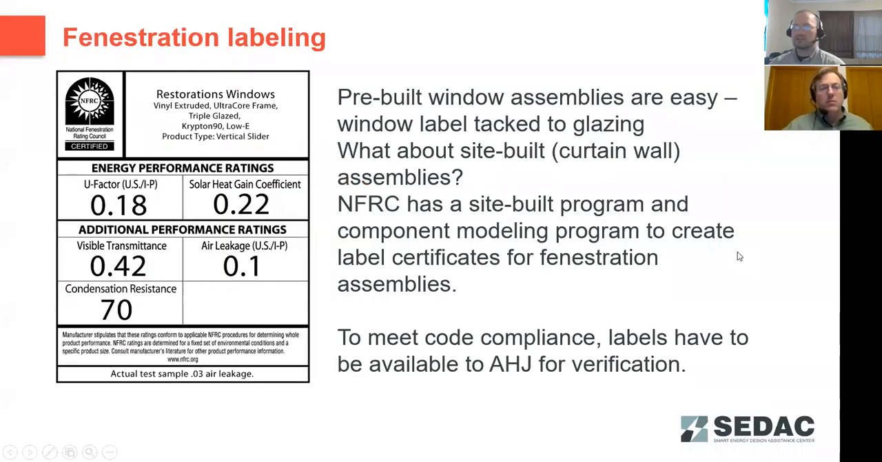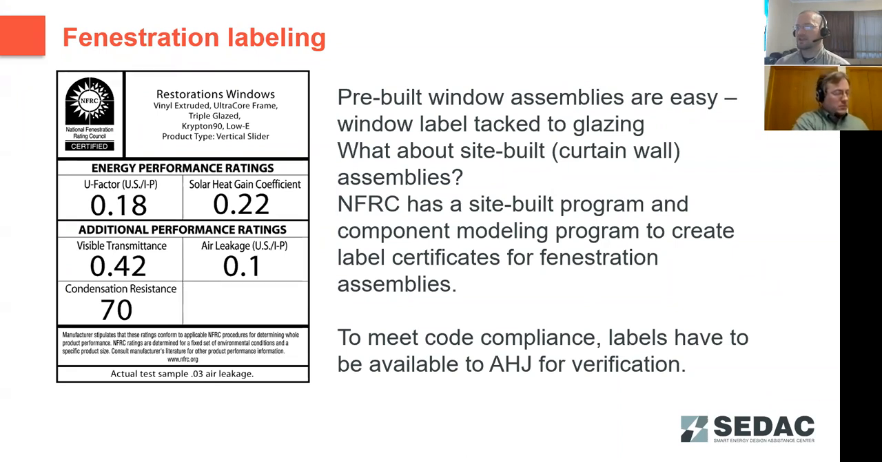Moving on to fenestration requirements. Usually what we see, if you've got a pre-built window assembly, it's going to have one of these NFRC 400 labels tacked to it. If you've got site-built windows or factory-assembled windows, that's where compliance becomes an issue because this tag isn't stuck on that assembly when it's on site.